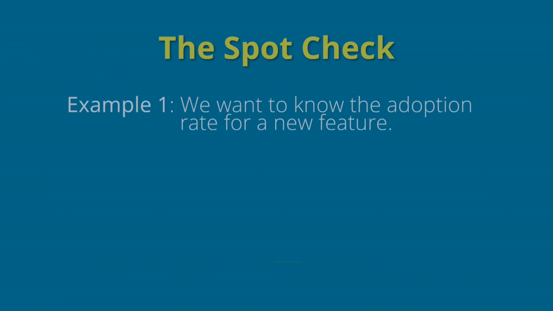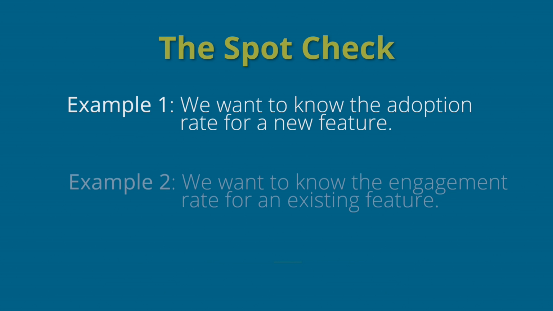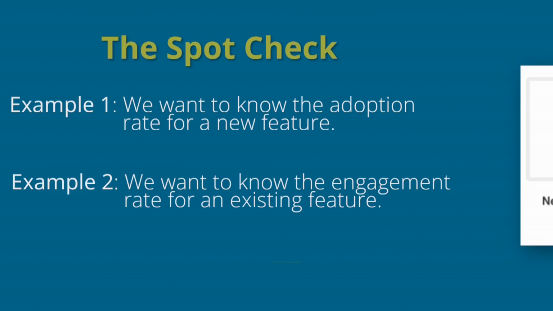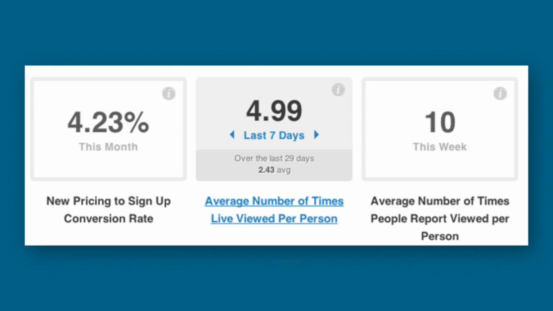Let's look at a few examples of what this looks like. One example would be we want to know the adoption rate for a new feature that just launched. Or we want to know the engagement rate for an existing feature because we're designing a new layout for it and we want to get baseline metrics. Since we're using KISSmetrics throughout the company, this spot checking is actually democratized so that anyone can do a spot check for any metric they're interested in. It's one less point of failure for us to worry about, and there are no bottlenecks for getting the things we need to check in on a weekly or daily basis.